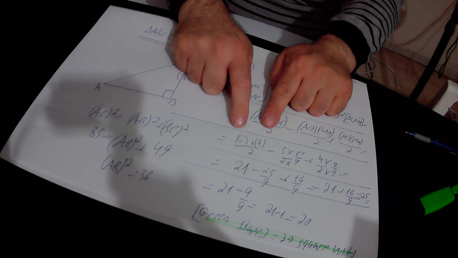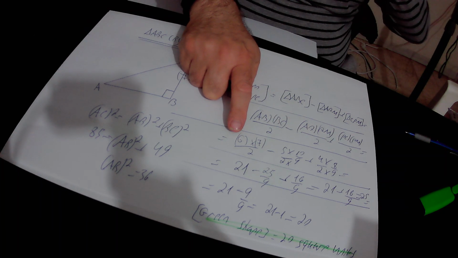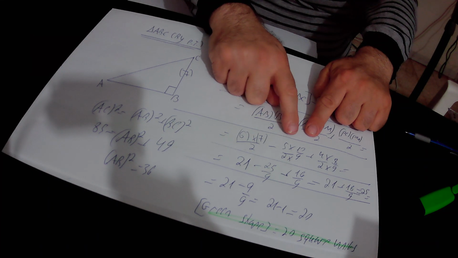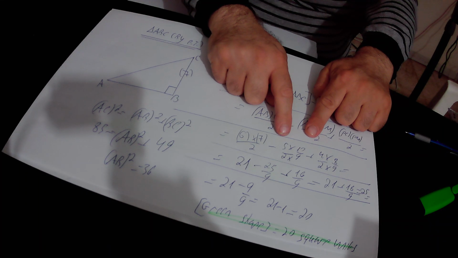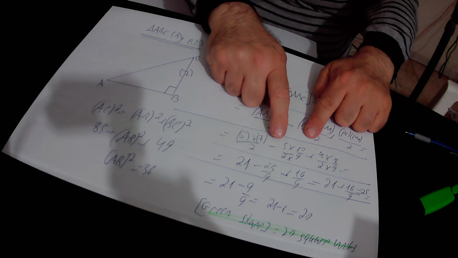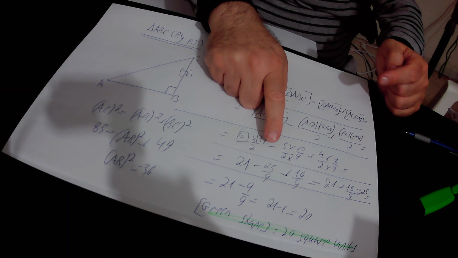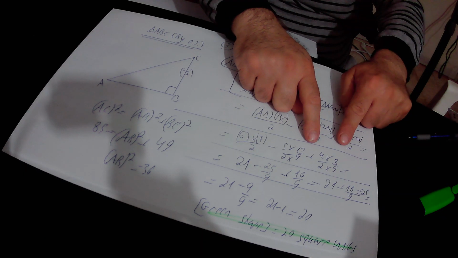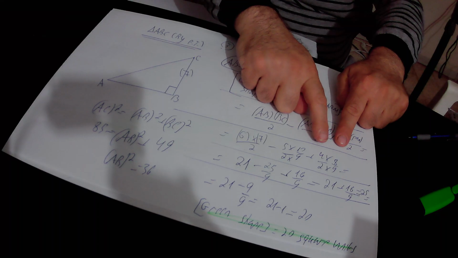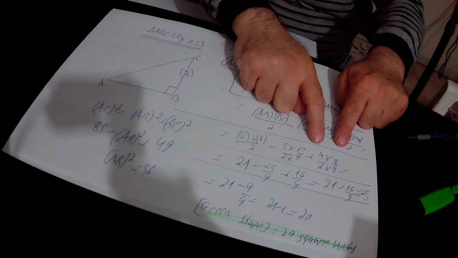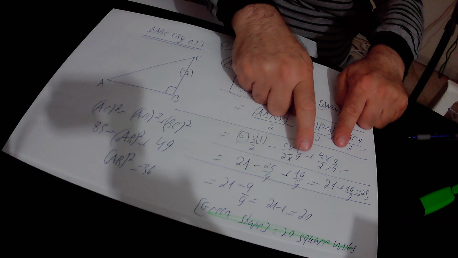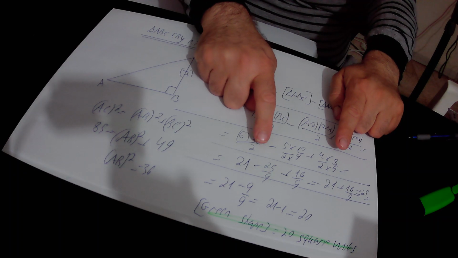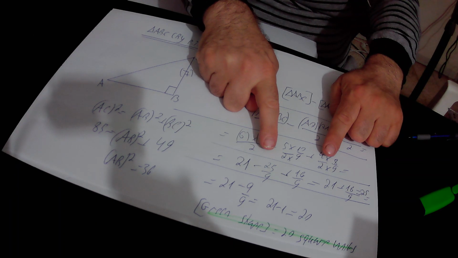6 times 7 over 2 is 21. That is the area of triangle ABC. Here we have 10 over 2 is 5, and 5 times 5 is 25, so this expression equals 25 over 9. That is the area of the white triangle AQM. Here we have 8 over 2 is 4, and 4 times 4 is 16, so this expression equals 16 over 9. That is the area of the green small triangle CPM. So in total, the area of the green shape equals 21 minus 25 over 9 plus 16 over 9.